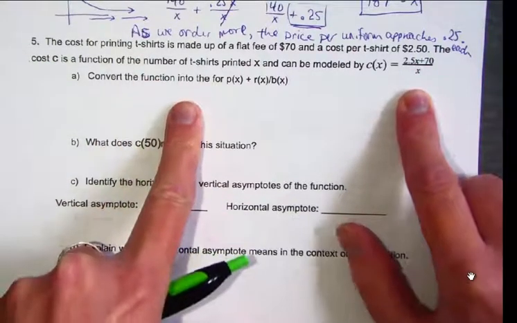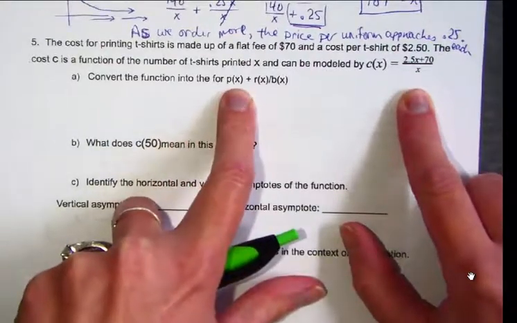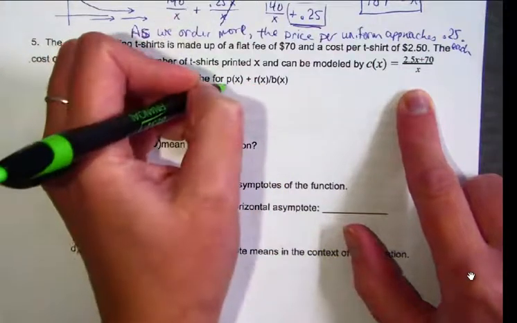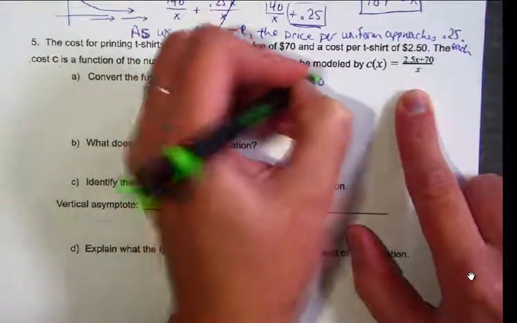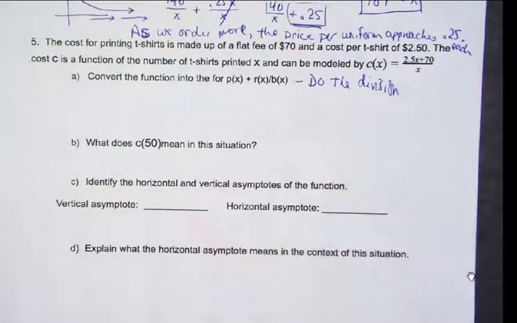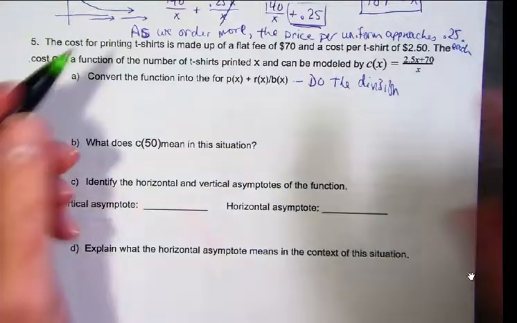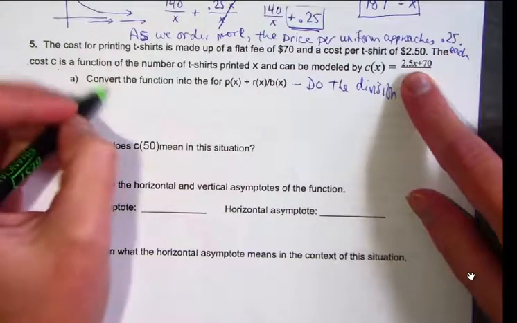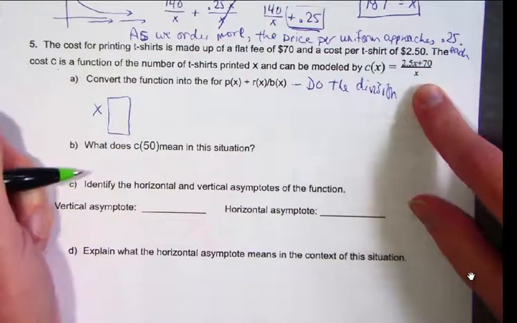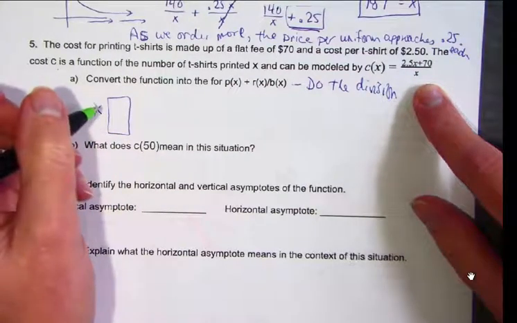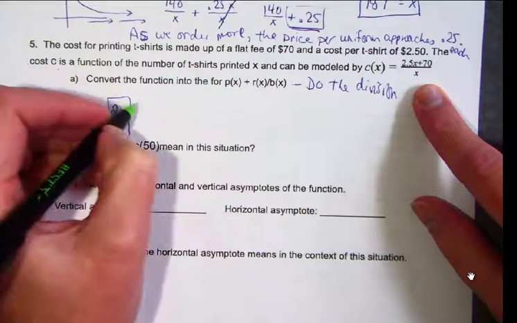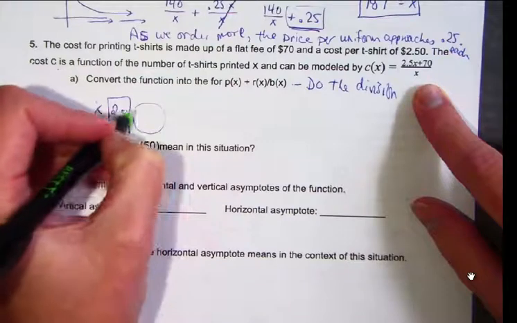This first one asks us to convert the function into the form p of x plus r of x over b of x. So this is telling me I need to actually do the division. If you were working this in the grid format, we would see that we have a first degree polynomial in the numerator, so I need one column, and I'm only dividing by x. So it may seem kind of strange, but we're looking for something that would have a 2.5x, and then on the outside looking at 70.